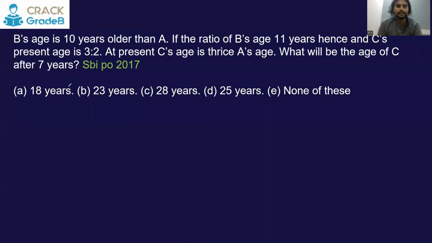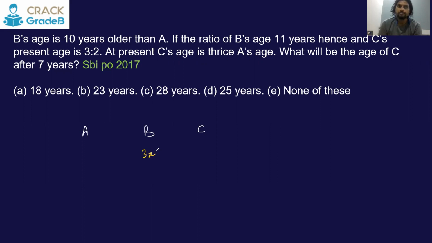B's age is 10 years older than A. If the ratio of B's age 11 years hence and C's present age is 3:2. At present, C's age is thrice A's age. What will be age of C after 7 years? Okay, let's see this. B is 10 years older than A. A, B, and C, there are 3 people. If ratio of B's age 11 years hence and C's present age is 3:2.